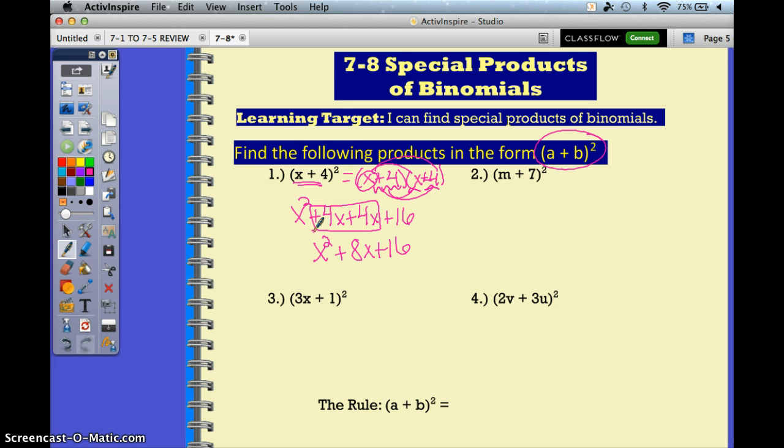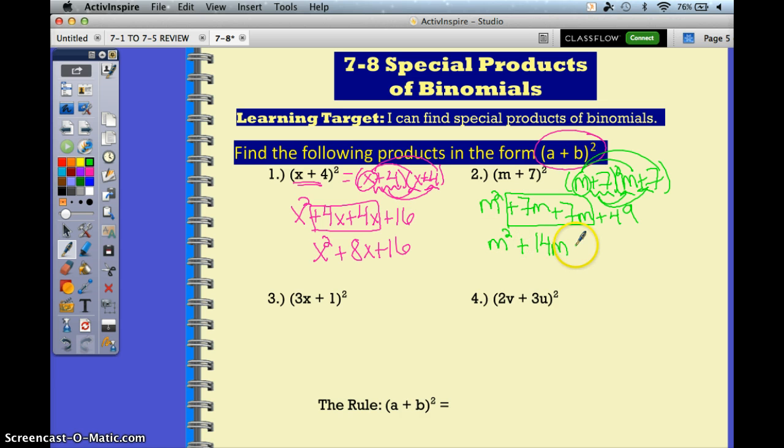For number 2, whenever we rewrite it, we get m plus 7 quantity squared, or times m plus 7. So first distribute our m to both terms. M times m is m squared plus positive 7m. Distribute your positive 7 times m is plus 7m plus 49. Again, 7m plus 7m is 14m. Then you still have your m squared. It's positive 14, so it's plus, and plus your 49.